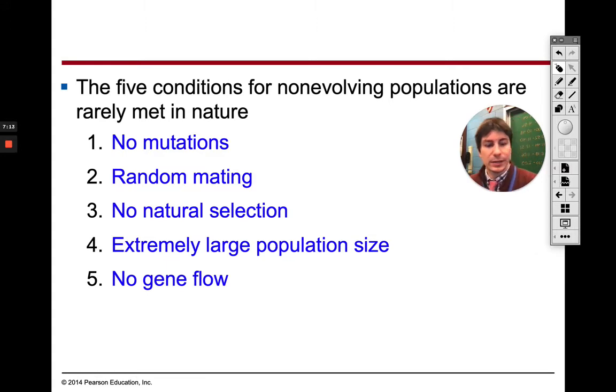And then lastly, we can't have gene flow. In other words, we can't have people coming into the population or leaving the population, because if we do, then that's going to change our gene pool. So in other words, if we go back to the example I had from Africa and Ireland from last time, we cannot have an Irish person with red hair going to Africa, because that would completely change their gene pool.